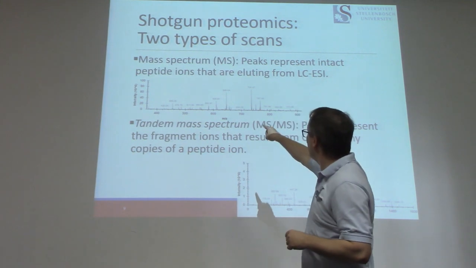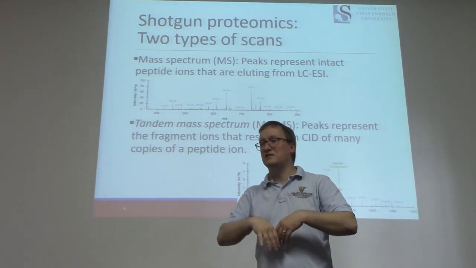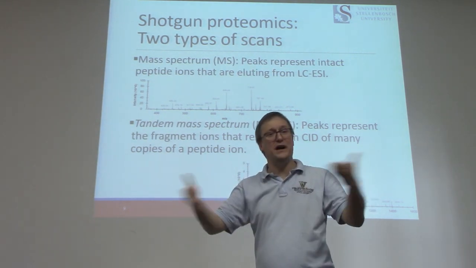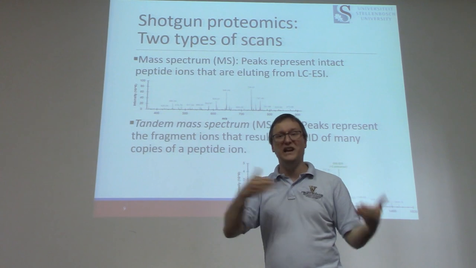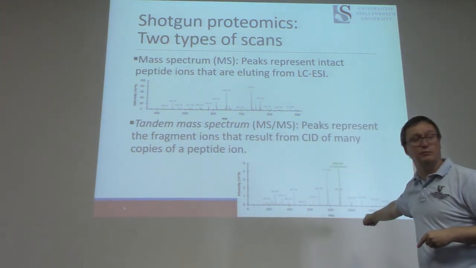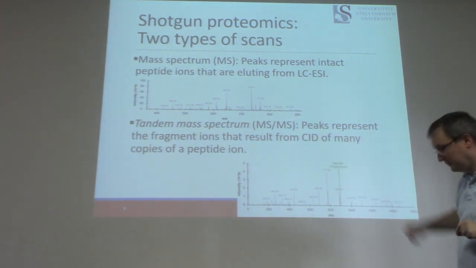So the instrument now selects one of these, bombards it with gas, which causes it to heat in vacuo. It deals with this by breaking into what we call B and Y ions. And this is the list of fragments produced from just one ion there. You see we've got this little green stripe here?